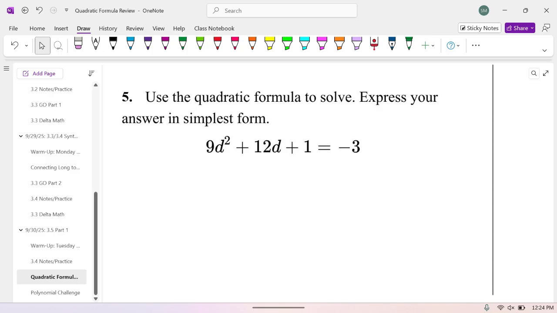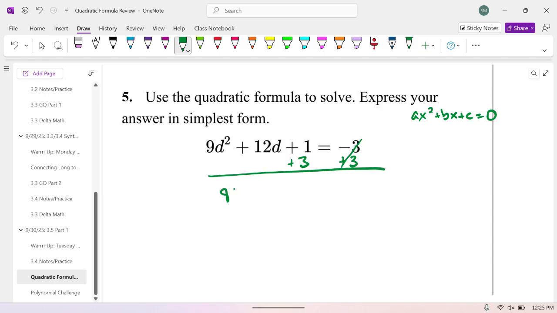So first things first. Remember, you have to have it in the form ax squared plus bx plus c is equal to 0 so that you can get your a, b, and c values. So if we're looking at this problem here, what would be the first thing I need to do? What do you guys think? Move the negative 3 to the other side. How? Add. And what do I add it to? The 1. So if I do that, this is 9d squared plus 12d plus 4 is equal to 0.